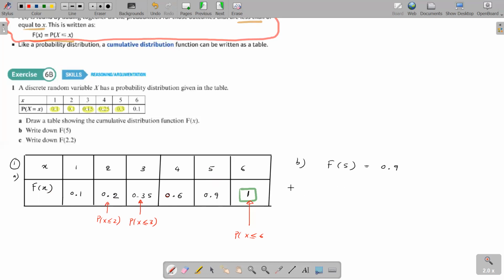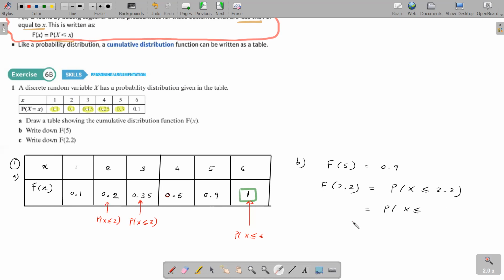And then the next one, capital F of 2.2. Now remember, capital F of 2.2 means probability x is less than or equal to 2.2, isn't it? That's what capital F of x means, the probability x is less than or equal to that value. So do we have a 2.2? No. Instead of 2.2, you don't have a 2.2 here.